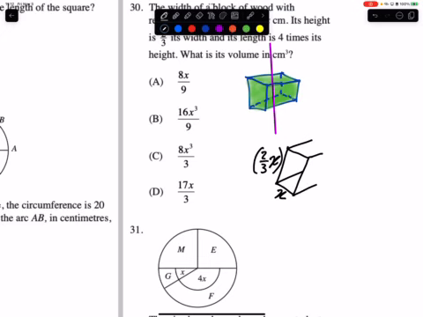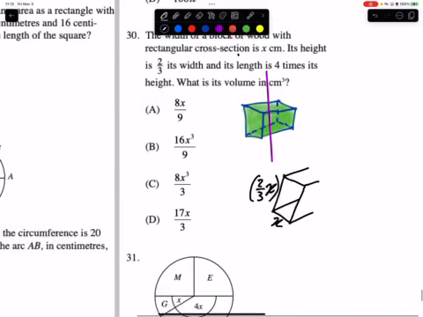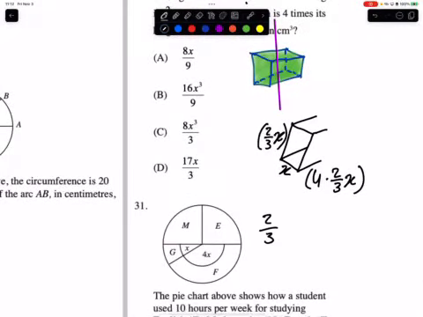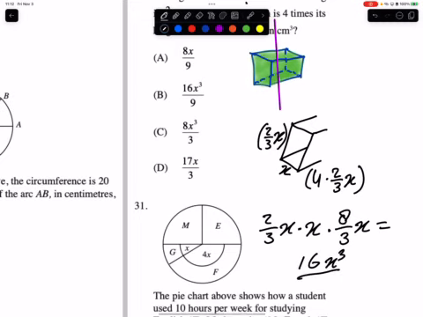Two-thirds x, and the length is 4 times the height, like this. Volume, that is the answer. B.